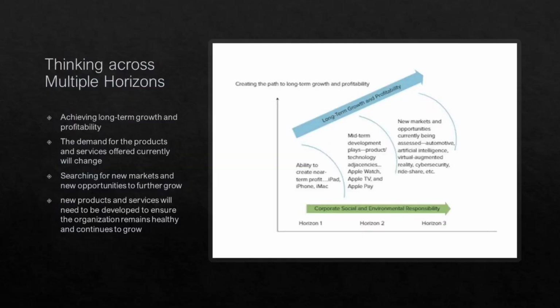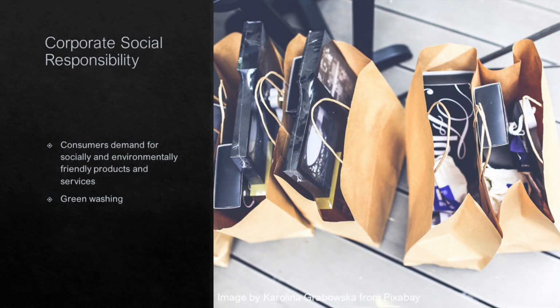Supporting the three horizons is the corporate, social, and environmental responsibility. The corporate, social, and environmental responsibility is a relatively new concept, not more than 2 decades, and it refers to how the organization is committed to the social aspect and to prevent the damage of the environment. And right now, customers across the globe are demanding this. They are demanding socially and environmentally friendly products and services.